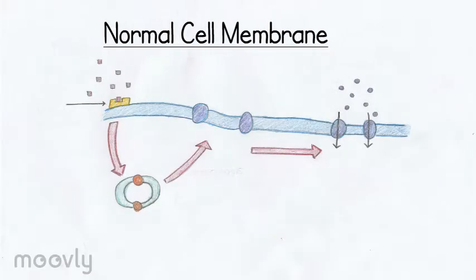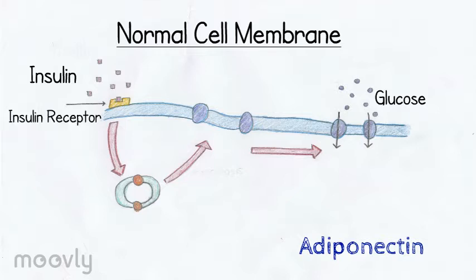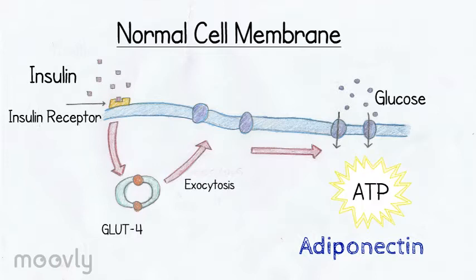In a normal cell membrane, adipose tissue releases adiponectin, which is a protein hormone, which stimulates insulin sensitivity. When there is an increased level of glucose in the blood, adiponectin signals for the release of insulin from the pancreas. Insulin then binds onto the receptors on the cell membrane, and this action triggers the GLUT4 transporter to use exocytosis to migrate onto the cell membrane. This then allows glucose to enter the cell for ATP.